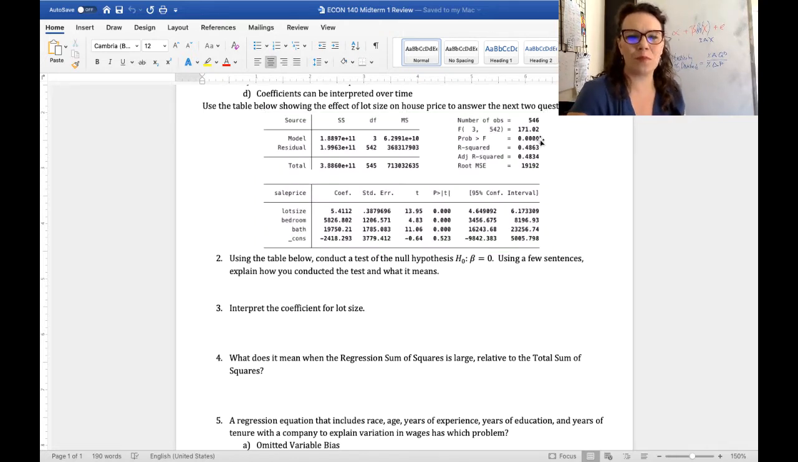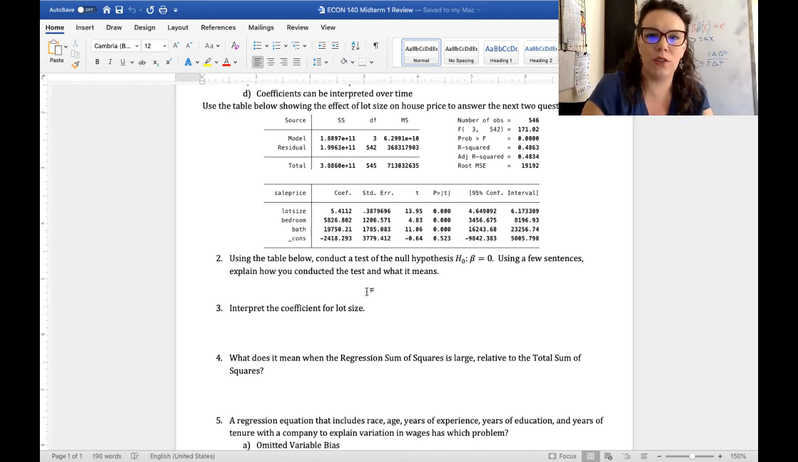So the first question asks you to conduct a test of the null hypothesis that beta is equal to 0 and explain how you conducted the test and what it means. The next asks you to interpret the coefficient for lot size, and then sort of just generally answer, what does it mean when a regression sum of squares is large relative to the total sum of squares? So what we want to do is go ahead and start with that confidence interval. And you can see it's right here. The confidence intervals are all right there.